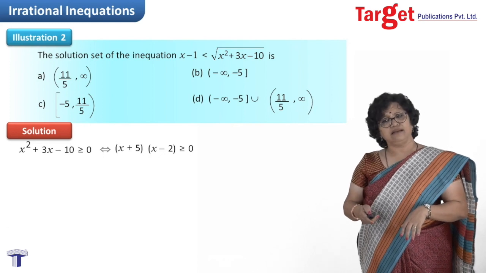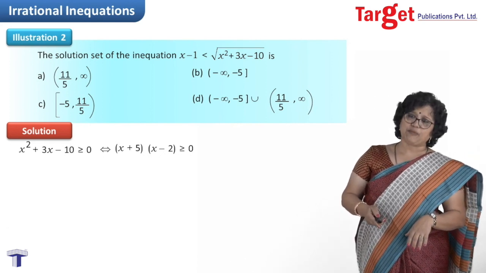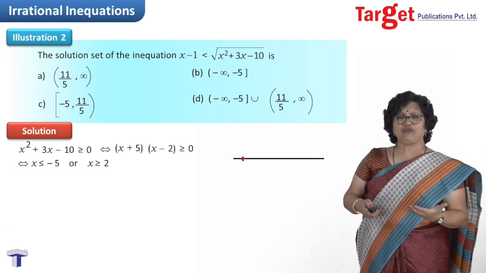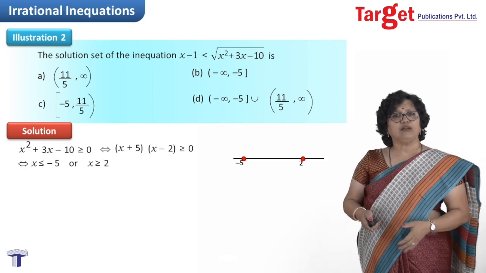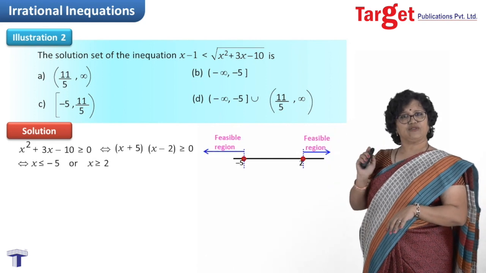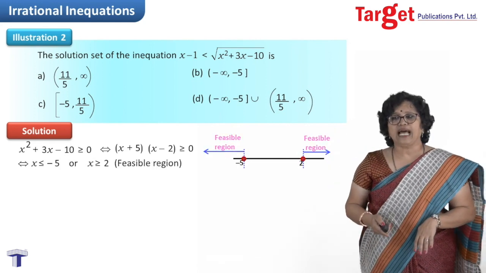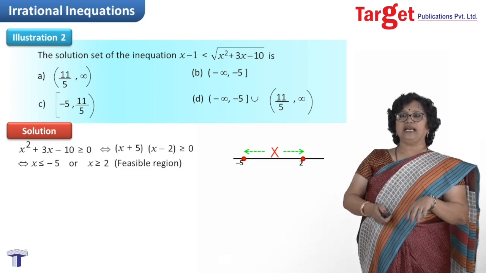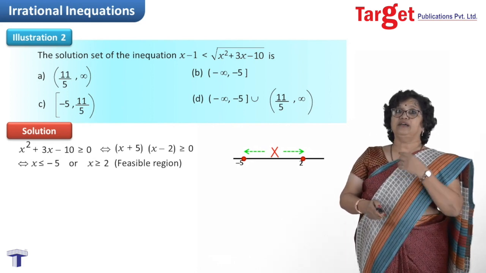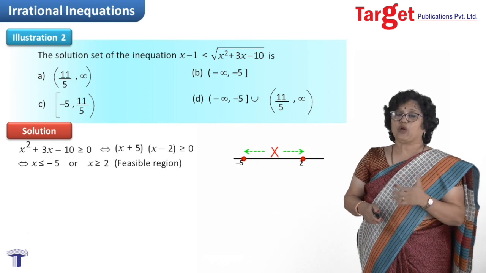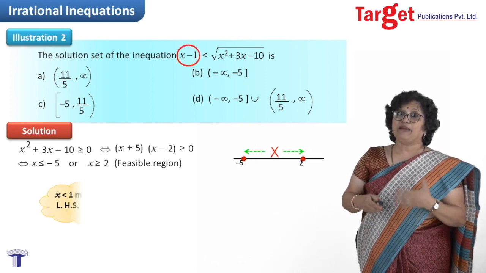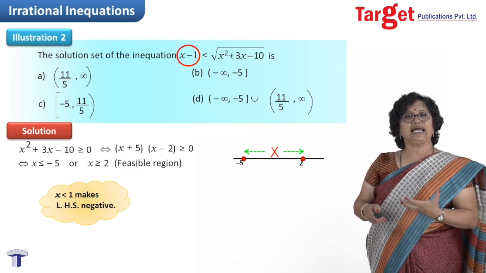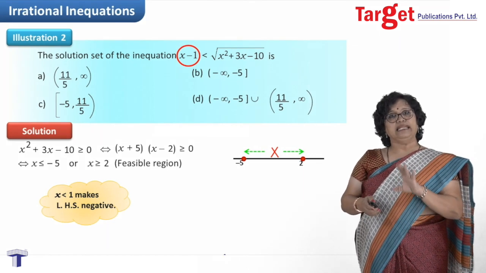We factorize it, we get (x plus 5)(x minus 2) greater or equal to 0, and then the usual one: minus 5 would be a critical point, 2 would be a critical point, x less or equal to minus 5 or x greater or equal to 2, that would be the feasible region. I realize that the condition on x, I need not put as such because x minus 1 can be anything. Now, if x is less than 1, I realize that the left hand side will become negative.